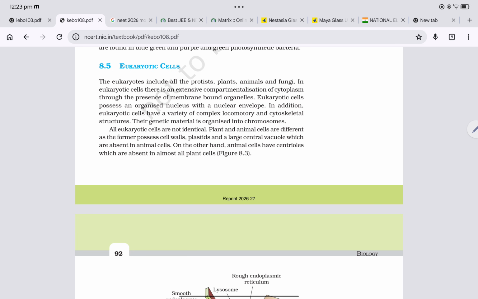8.5 Eukaryotic cells. The eukaryotes include all the protists, plants, animals, and fungi. In a eukaryotic cell, there is extensive compartmentation of the cytoplasm through the presence of membrane-bound organelles. Eukaryotic cells possess an organized nucleus with a nuclear envelope. In addition, eukaryotic cells have a variety of complex locomotory and cytoskeletal structures. Their genetic material is organized into chromosomes.